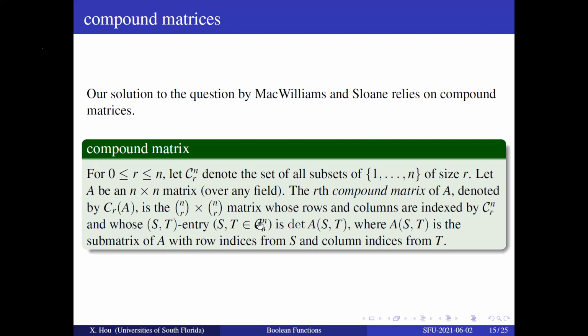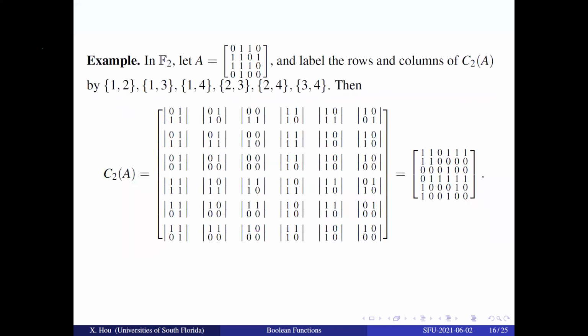Then we can just carve out a sub-matrix, let's call it A_ST, whose row indices are from the subset S and the column indices are from the subset T, and we use the determinant of the submatrix as the ST entry of the compound matrix. So if I show you an example, you will see there's nothing mysterious here. Here's an example.